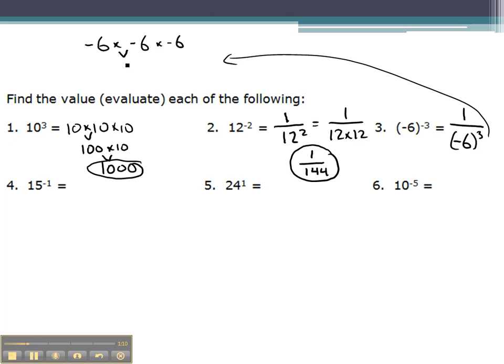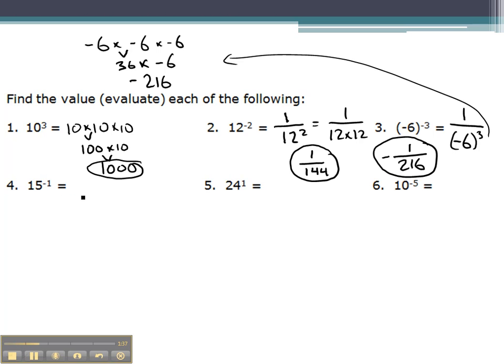Negative 6 times negative 6 is 36 because 6 times 6 is 36 and the signs are the same, so the answer is positive. Then 36 times negative 6 is negative 216. Signs are different, so the answer is negative. So the denominator would be 216. And this fraction would be negative 1 over 216.